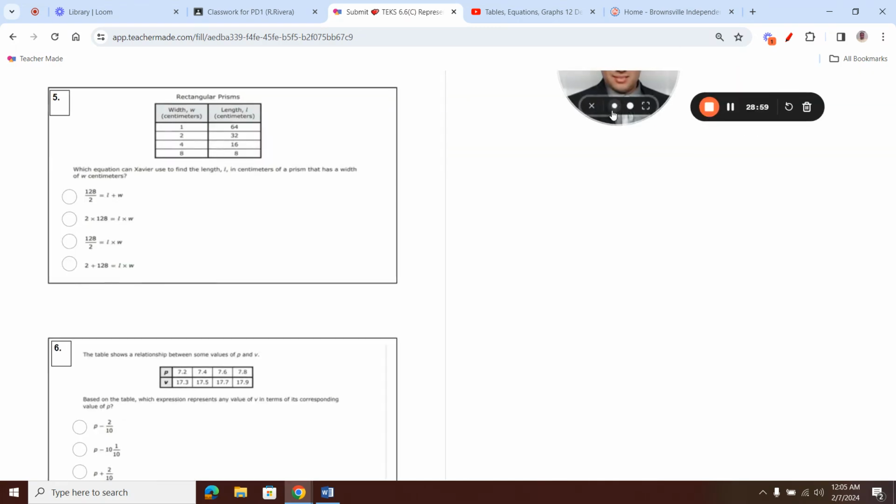Journal time. You're gonna go to your journal. So this is my journal right now. You're gonna write the number, put the date, and here's how I want you to do it. You first copy the table. W for width, L for length, which is basically your X and your Y.